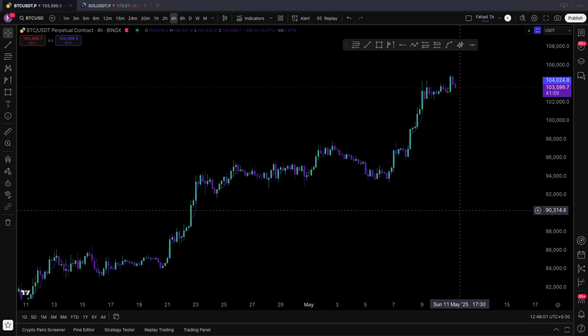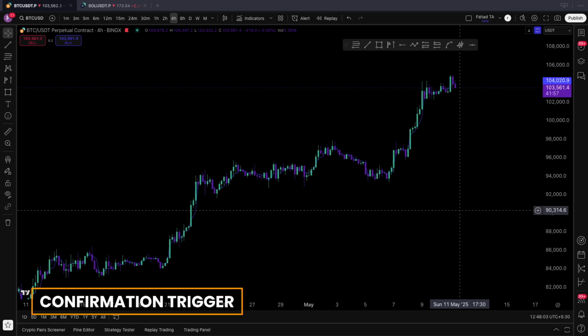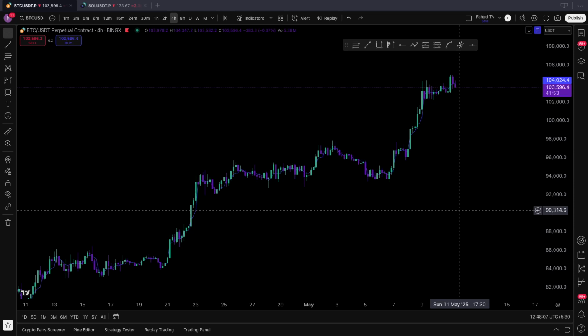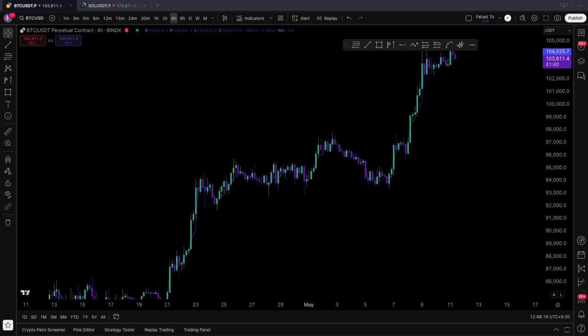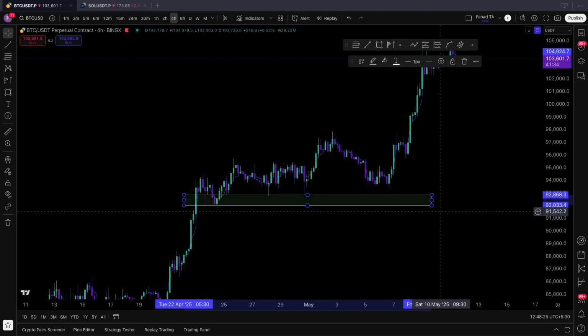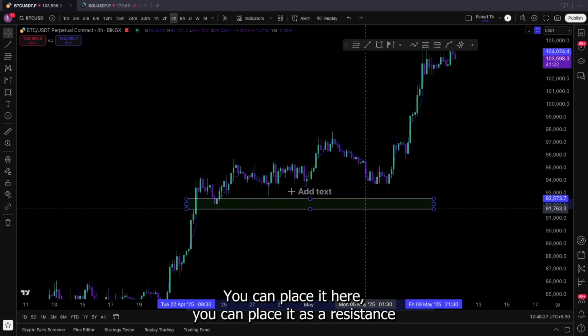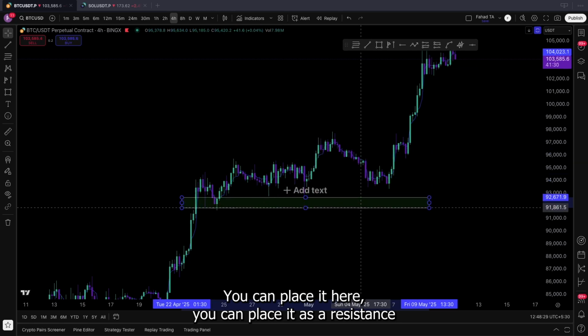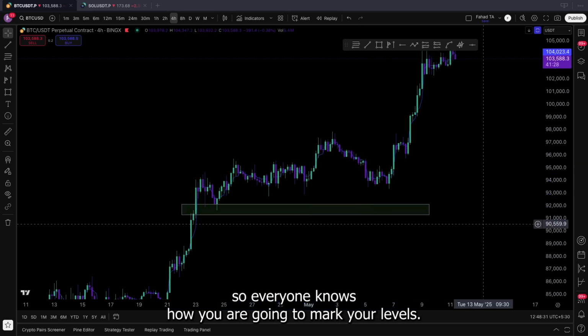Strategy number 2, according to me, is more of a confirmation trigger for you guys, because as I know, everyone who usually starts to trade starts by marking normal support and resistance levels on the basis of observations. But then everyone can mark a support and resistance, no matter if it's right or wrong. But I'm sure that you are capable enough to mark a level like this on your charts. You can easily do that. You can place it here, you can place it as resistance. So everyone knows how you are going to mark your levels.